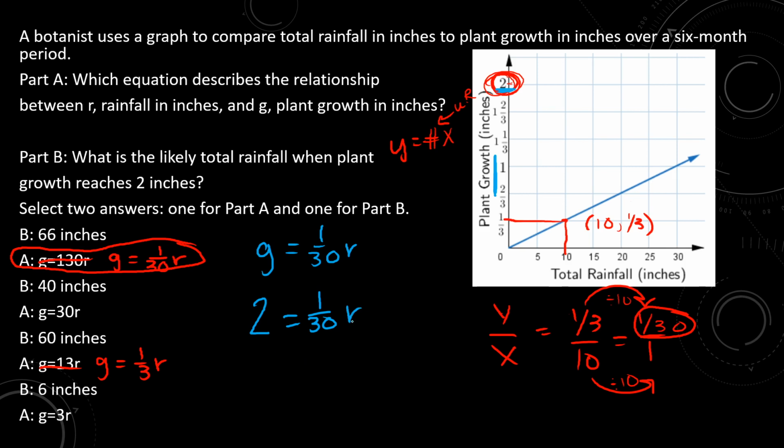So now I need to think, well, what number times 1 over 30 is 2? And if you think, 30 over 30 simplifies to 1, right? So if I wanted to get to 2, I could try 60. If I were to double it and have 60 over 30, that would simplify to 2, right? 60 divided by 30 gives me 2, which means that r is 60. So I need around 60 inches of rain for this plant to grow 2 inches.